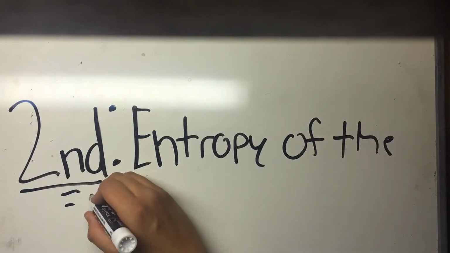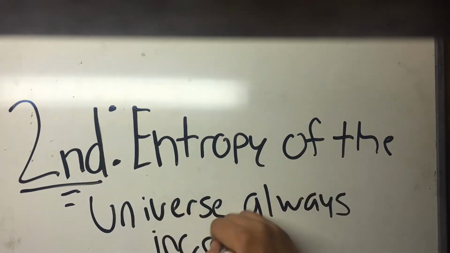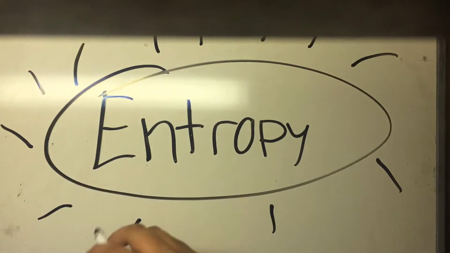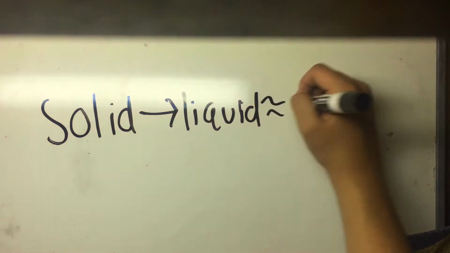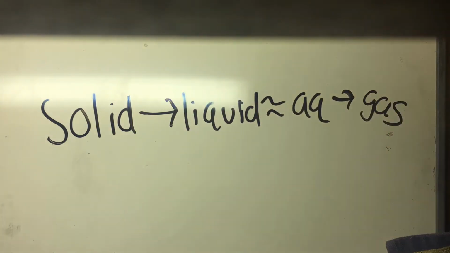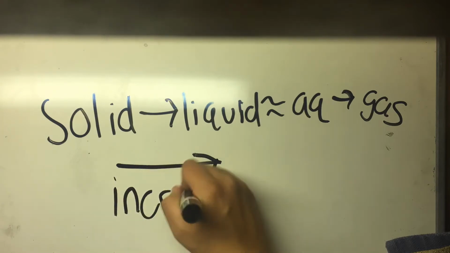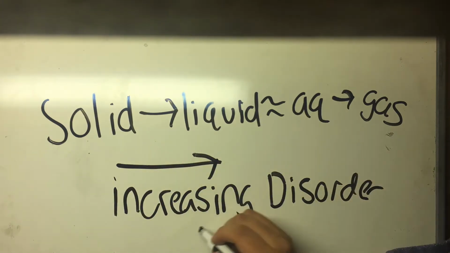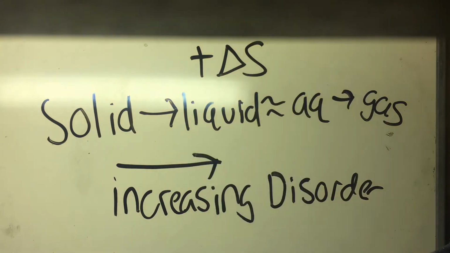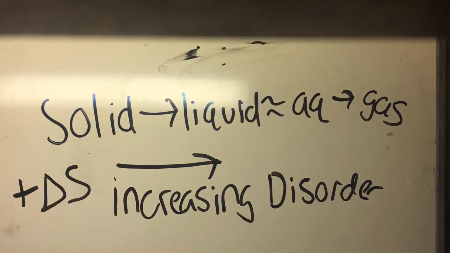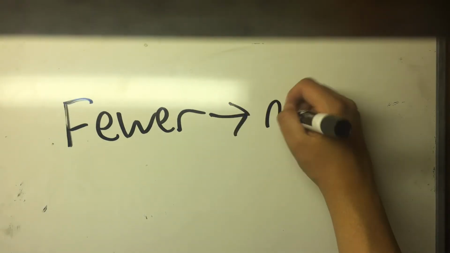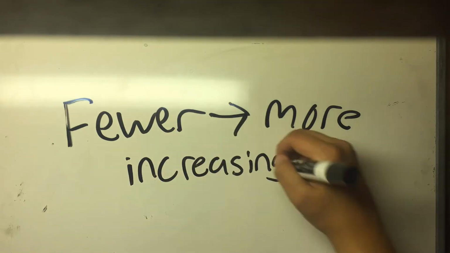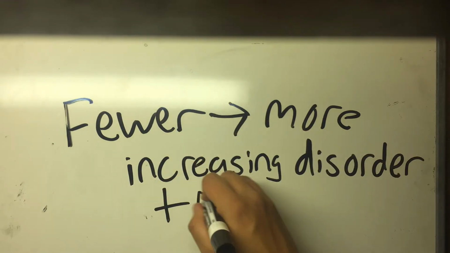Lastly, I want to talk about the second law of thermodynamics, which is entropy. Entropy just means disorder, and an increase in entropy is an increase in disorder. Usually how we define this is going from solid to liquid to gas is an increase in disorder, and going from smaller molecules to bigger molecules is also an increase in disorder. So in our laboratory experiments, when we go from solid to liquid or solid to gas, we have an increase in disorder, and if it was the other way, it would be a decrease in disorder.